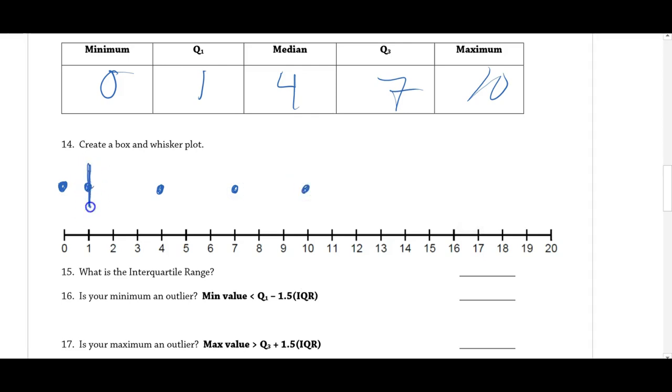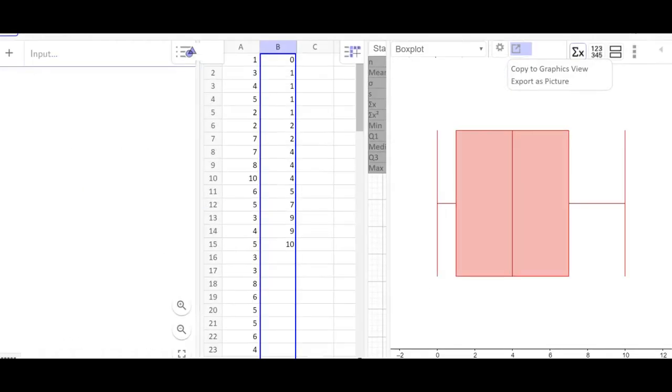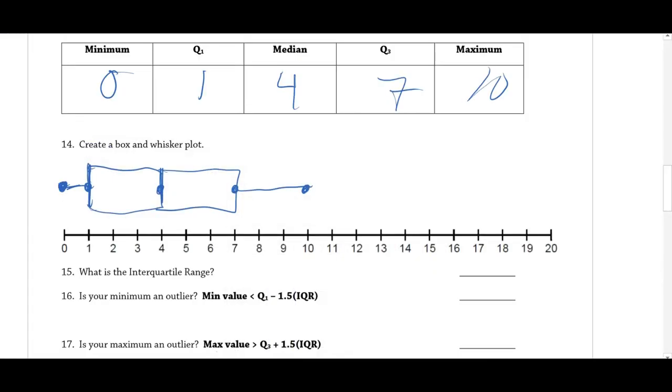So our box part here is in the middle of these. And then we connect to the numbers on the side. So again, same type of picture here. GeoGebra just puts those lines on the side. You're welcome to do it either way. You may use dots or you can use lines. Either one means the exact same thing.